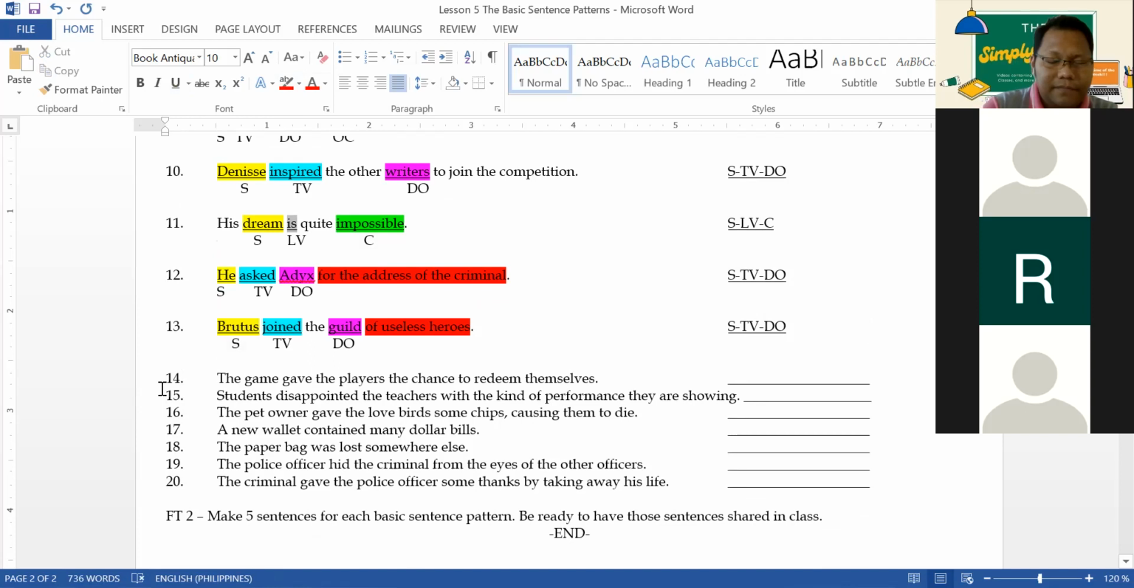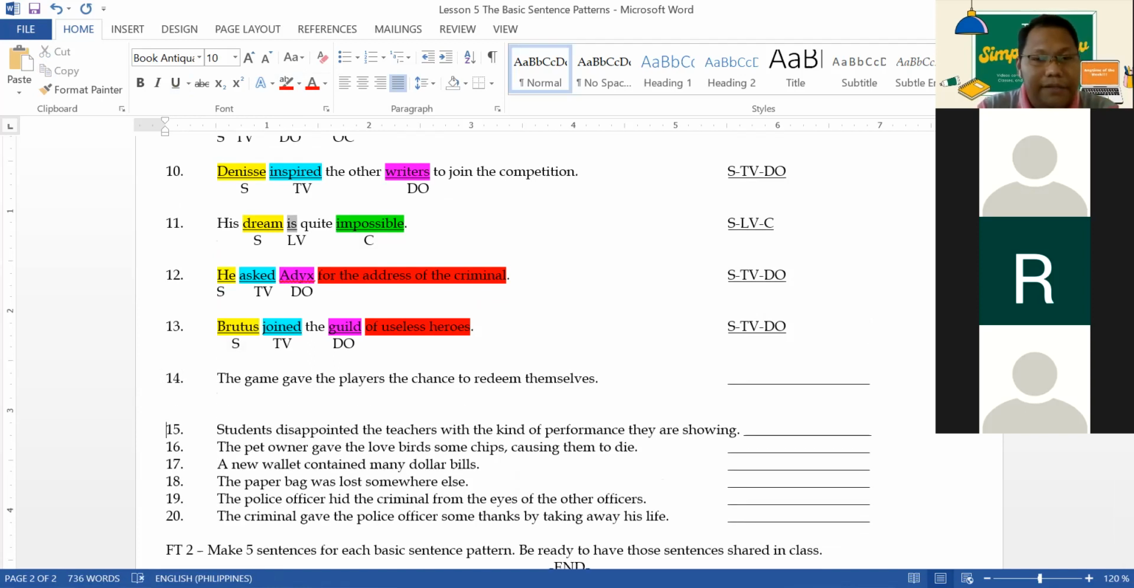Number 14. The game gave the players the chance to redeem themselves. Subject is game. Gave is our verb. Gave what? Chance. For whom was that chance? For the players. So let's look at the components. Game is the subject. We color that with yellow. Our verb is gave. We color that with light blue because there is a direct object which we shall color in purple. Again, how do we know that there's a direct object? Simple. We can answer the question what? The game gave what?